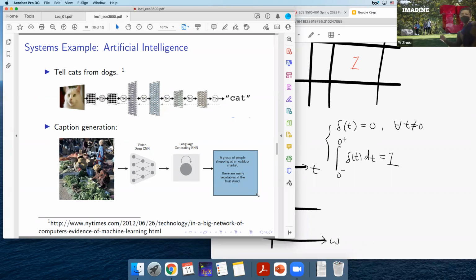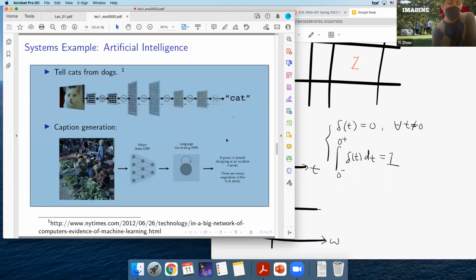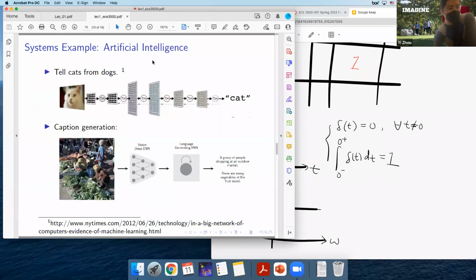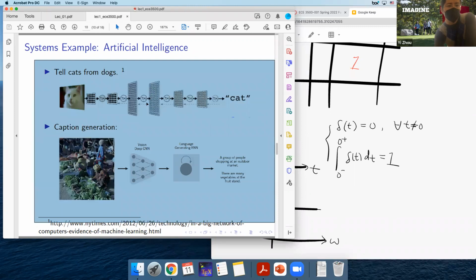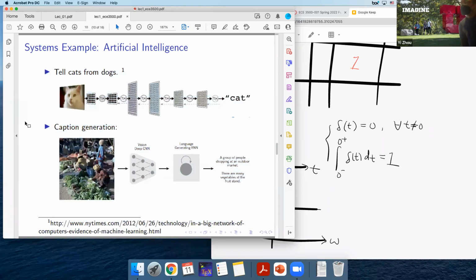Of course, for both of these artificial intelligence systems, you need a lot of data to train, which means to fine tune the parameters of these system models. Yeah, so this is about artificial intelligence systems. They are driven by big data.